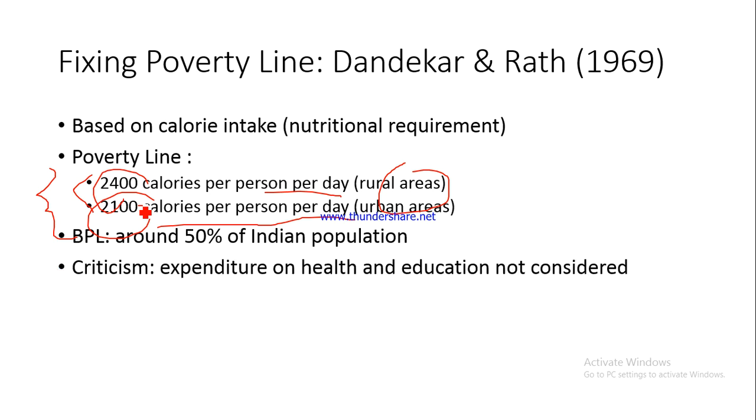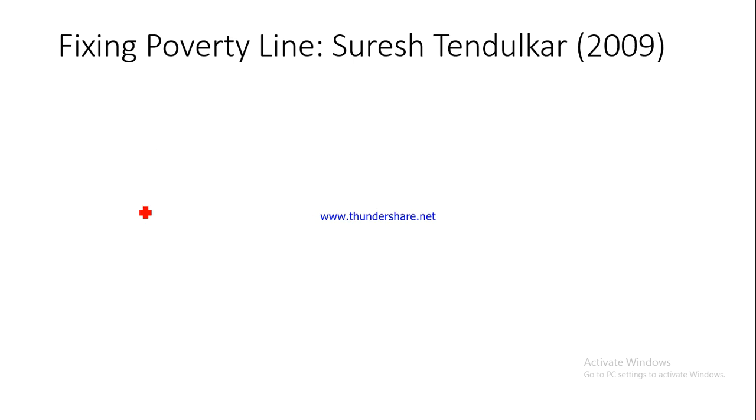Now what was the criticism? Criticism was the same, just like we saw in the case of Planning Commission approach. There was no mention of the expenditure on health and education. Apart from food, shelter, health, education, these things are also very, very important for somebody's survival. So they are also part of basic needs, but they were not considered while this particular poverty line was fixed by Dandekar and Rath. These were basically two academicians.